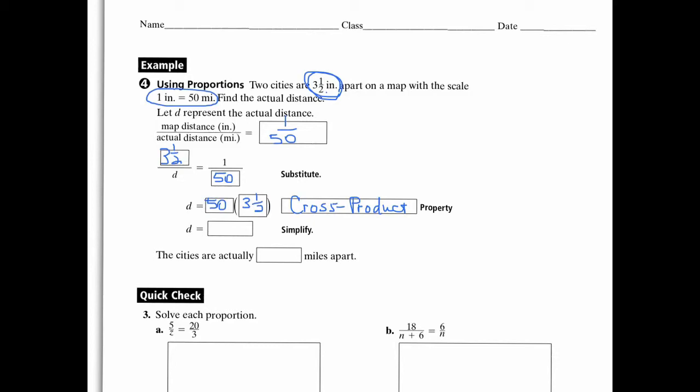Now, I could do a lot of work and horseshoe and all this kind of stuff, but couldn't I just change that to 3.5 and put 50 times 3.5 in the calculator, right? And if you do that, you're going to get 175. So the actual distance on land is 175 miles. So the cities are actually 175 miles apart. Make sense?